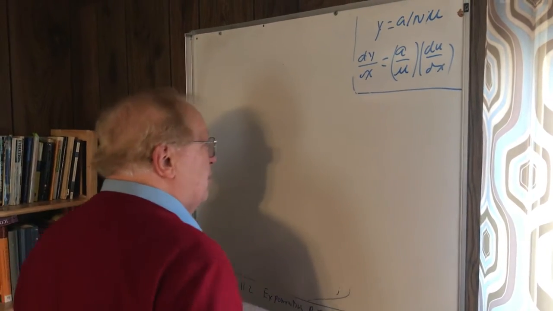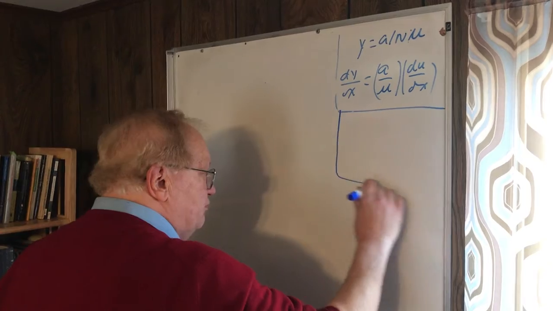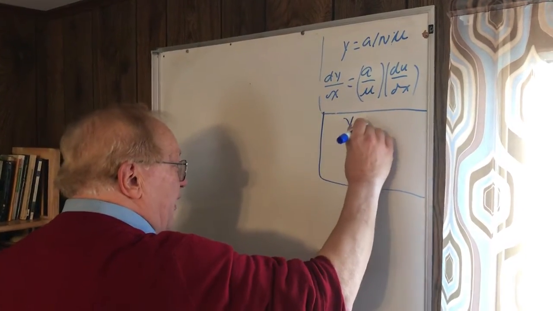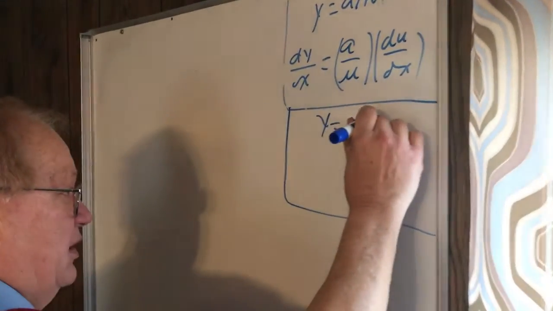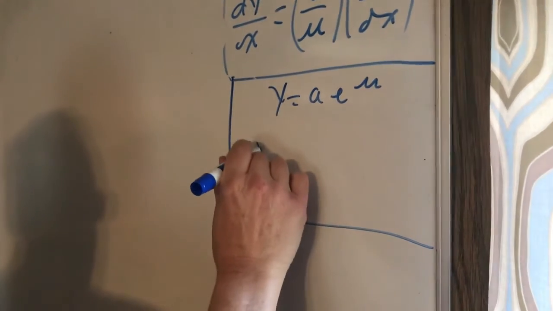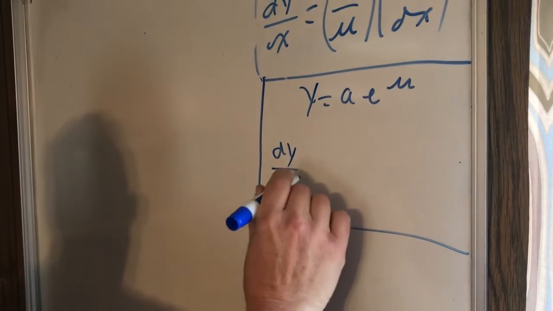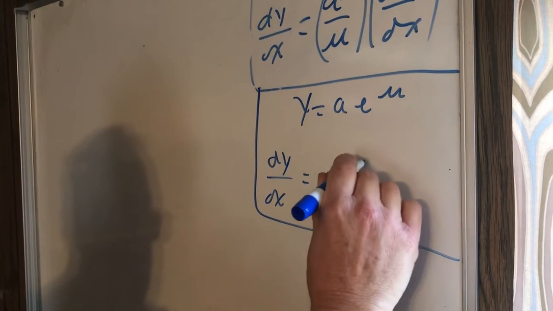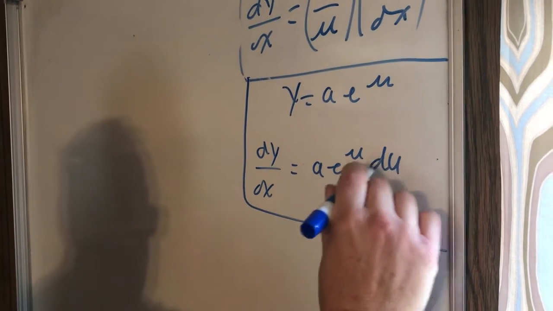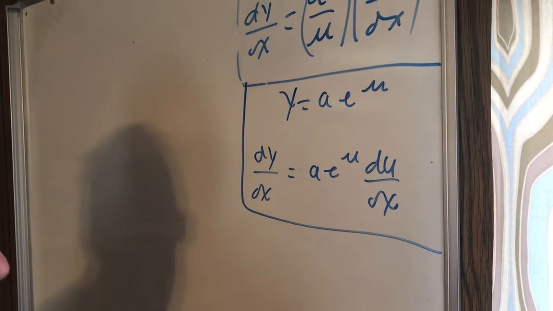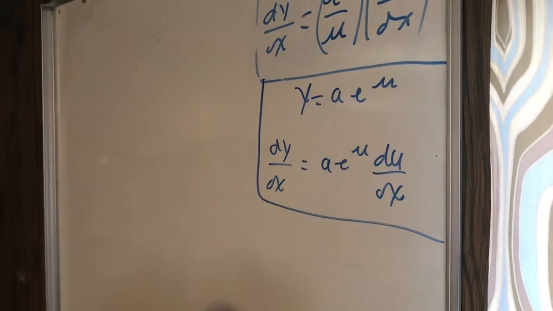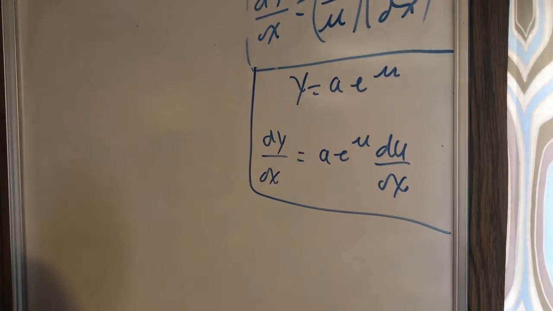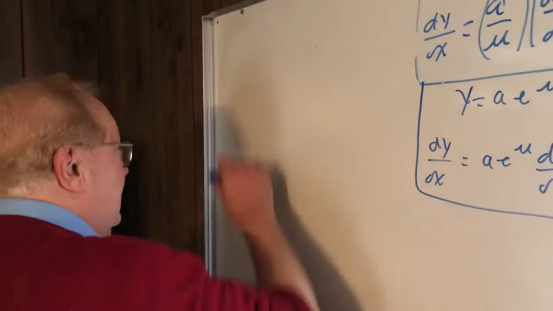And our exponential rule, y equals a e to the u, is dy dx is a e to the u du dx. That constant stays there. So let's take an easy one. Easy for you, right?